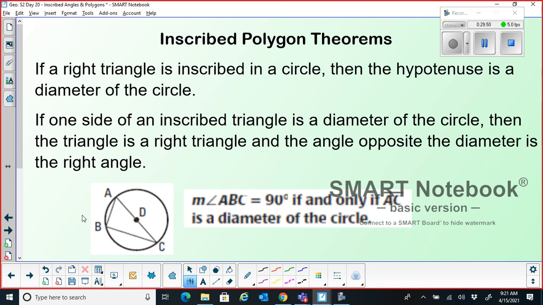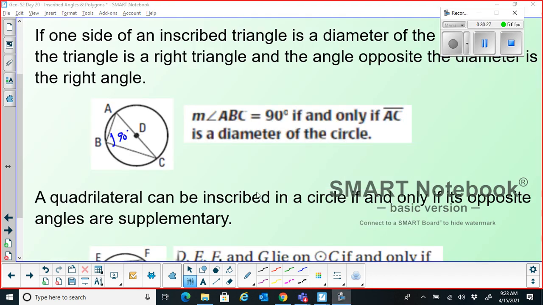And the other way is also true, so the converse of that is also true. If I have a triangle and one of the sides is the diameter, then this particular angle will be 90 degrees. Angle B will be 90 degrees. If one side of an inscribed triangle is the diameter of the circle, then the triangle is a right triangle and the angle opposite to the diameter is the right angle. Note down these two. We will see problems based on them shortly. Let's see the next theorem as well.